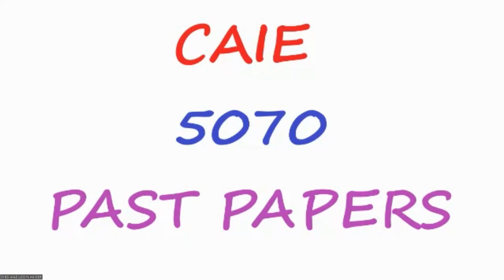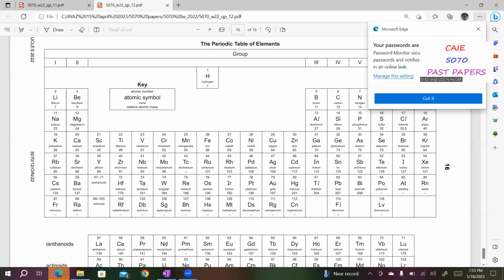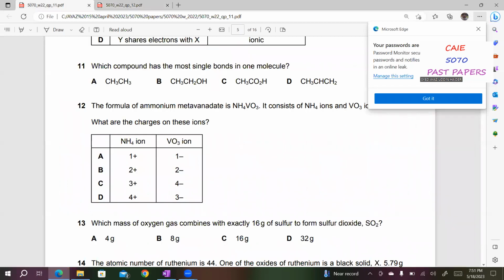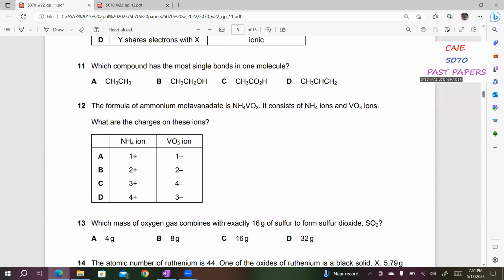So I will continue CAIE 5070 past papers, and I was doing the paper winter 2022 and the variant was 11. So here's question number 11. Which compound has the most single bonds in one molecule?